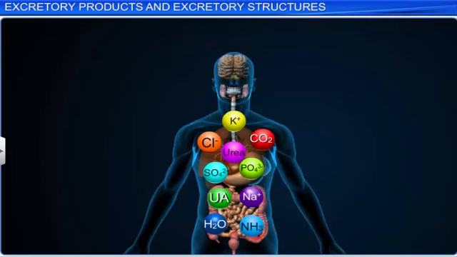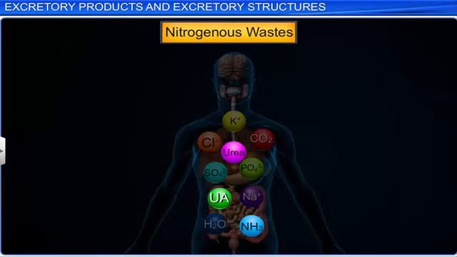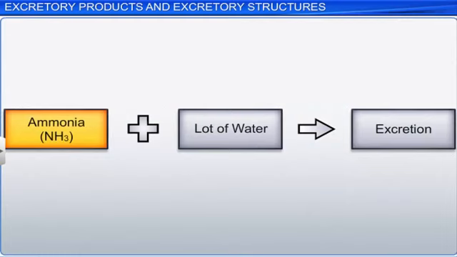Among the different waste products, ammonia, urea, and uric acid are known as nitrogenous wastes. Of these, ammonia is the most toxic and requires a lot of water for its elimination, and is thus excreted only by those organisms that can compensate the loss of water.